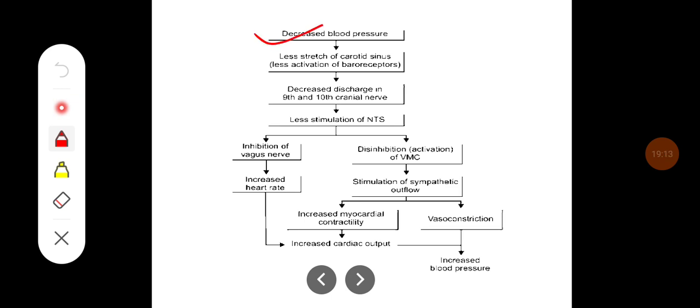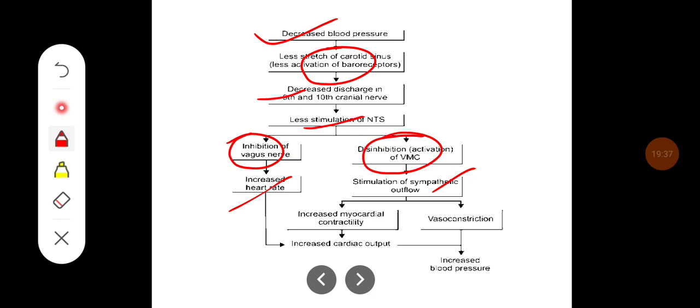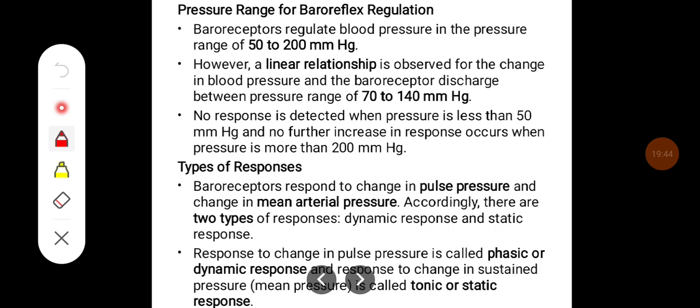Sympathetic activation also promotes release of catecholamines from the adrenal medulla that stimulates the heart and causes vasoconstriction. So this is when the blood pressure is reduced, there is less stretch of the carotid sinus that decreases the discharge from the sinus nerve as well as the 10th nerve. There is less stimulation of NTS that causes inhibition of the vagus. There will be increase in the heart rate, whereas there can be disinhibition of the vasomotor center that increases the sympathetic flow, which increases the myocardial contractility and vasoconstriction, ultimately increasing the blood pressure.